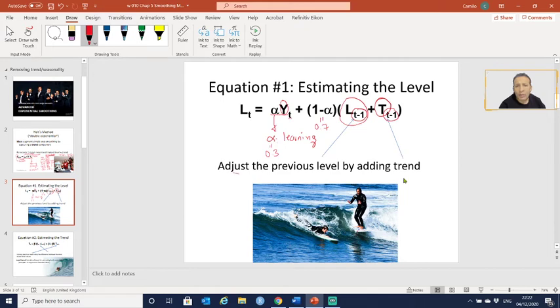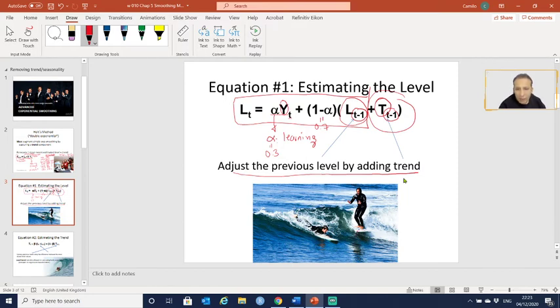So in general, what we are doing is that we are adjusting the previous level by adding a trend. Yes, so we did all of this during my previous lecture. All that we are doing is to adjust the forecast or the level by adding this trend.